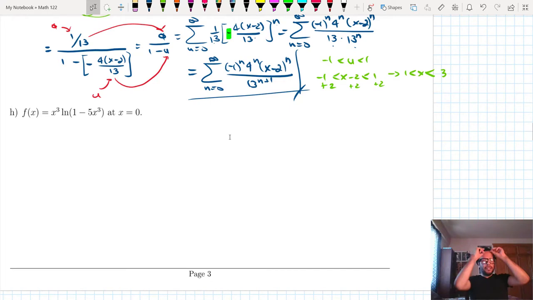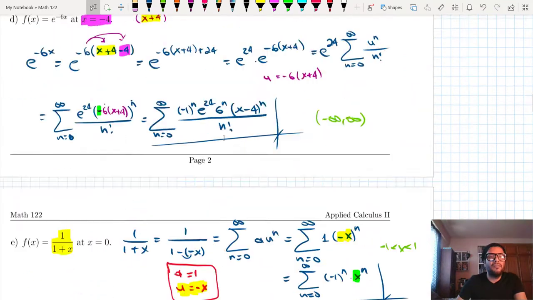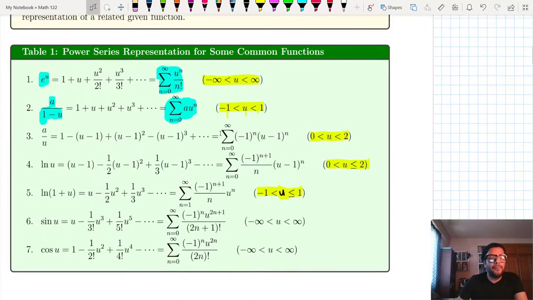Okay, let's look at another type of example, another type of function, one dealing with ln of x. Let's look at the series representation for ln. We have two different representations for ln: one for just ln of something, and another one for ln of 1 plus some u.